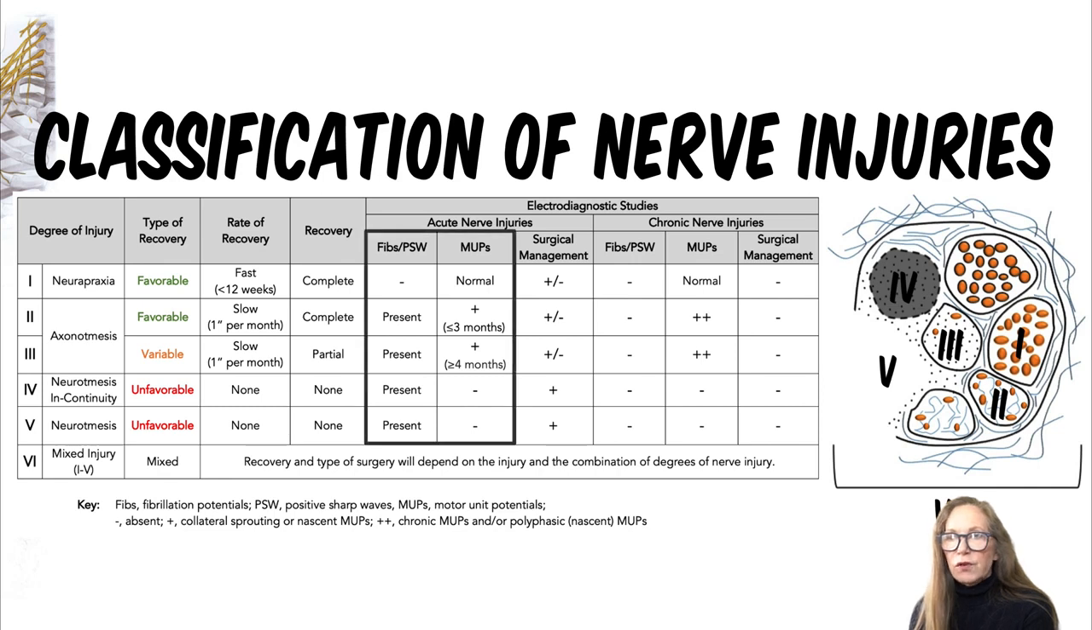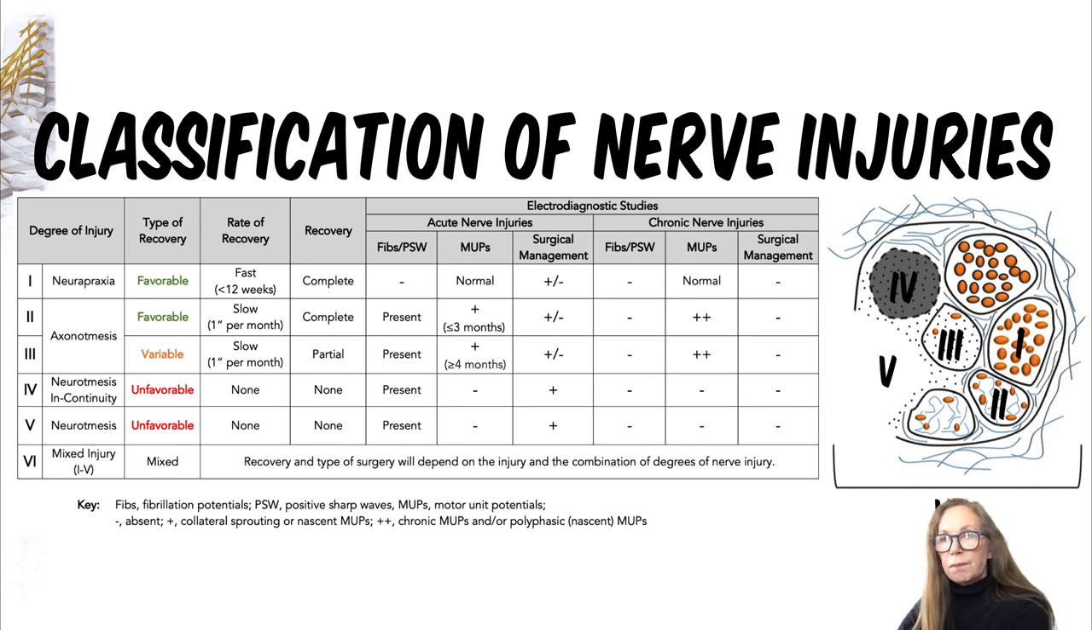But take a look here, and if you look at the fibrillations and the positive sharp waves and then the motor unit potentials. With an acute nerve injury, if you see fibrillations, it means you have an axonal nerve fiber damage. By contrast, if you don't and you have a palsy, that is a good prognosis for neuropraxia. It's just a myelinating problem.